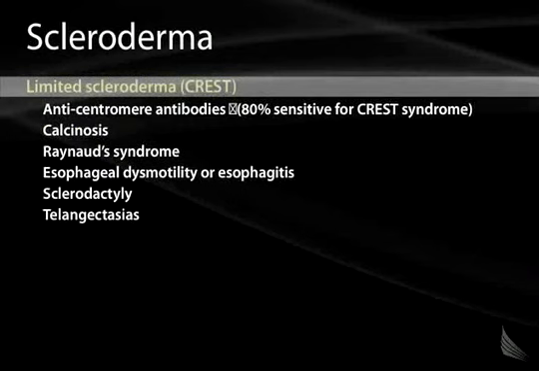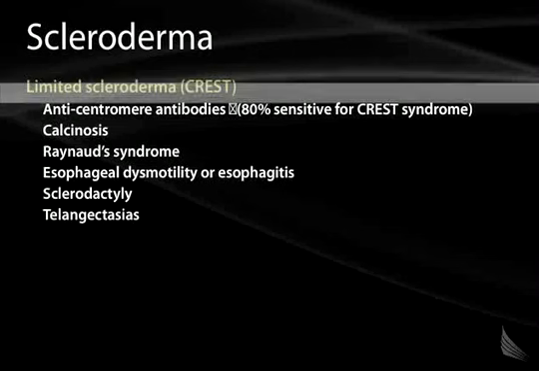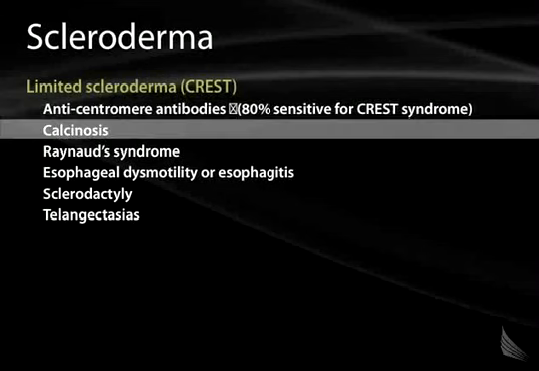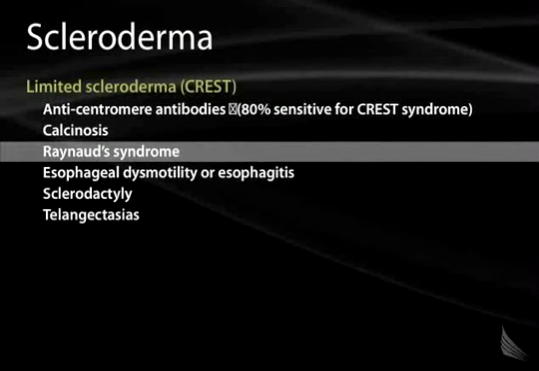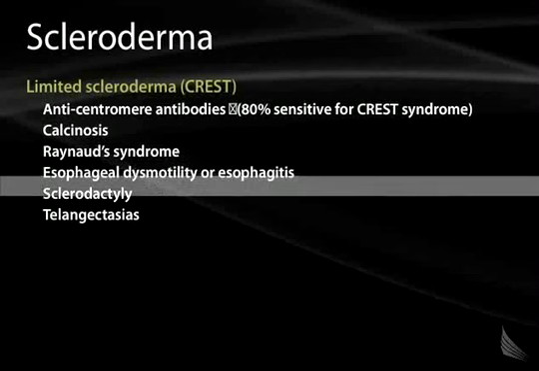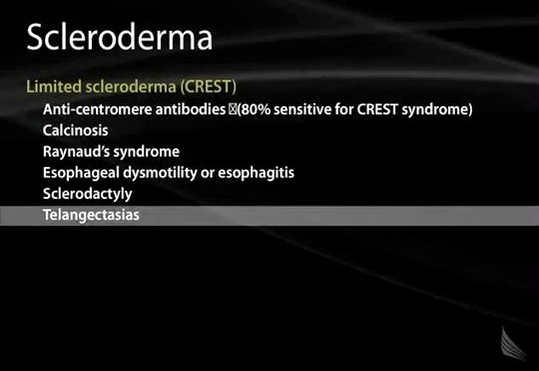Limited scleroderma, or the CREST syndrome, is typically seen with anti-centromere antibodies and is 80% sensitive for the CREST syndrome when that is seen. And CREST stands for calcinosis, Raynaud syndrome, or discoloration of fingertips when exposed to cold, esophageal dysmotility or esophagitis, sclerodactyly, and telangiectasias.